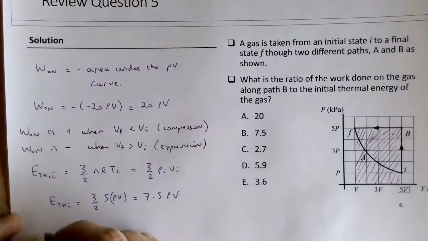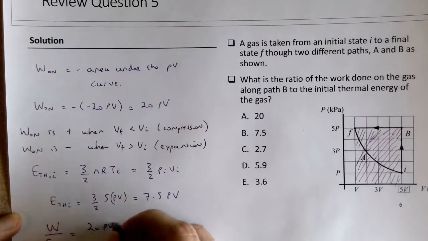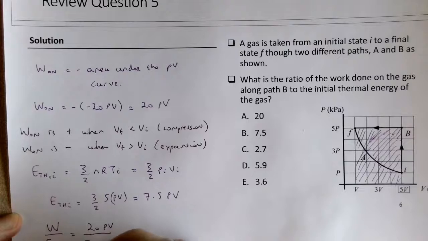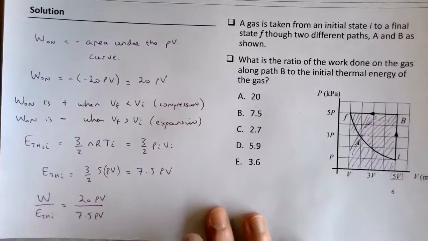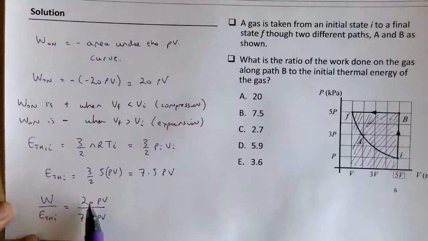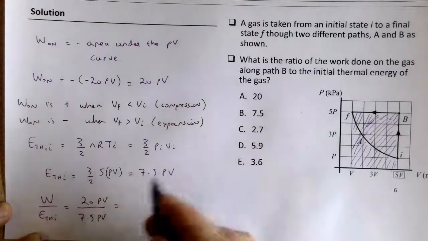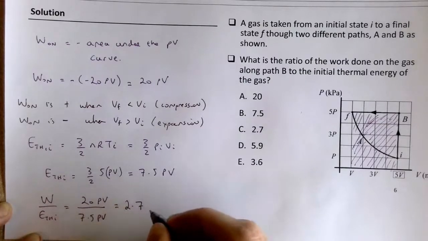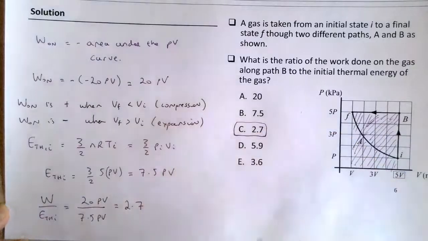So we're looking for the ratio in this question, the ratio of the work to the initial thermal energy. The work is 20 PVs over the initial thermal energy of 7.5 PVs, which is also the same as the final thermal energy. This gives you a ratio of almost 3, about 2.7, which makes C the correct answer.